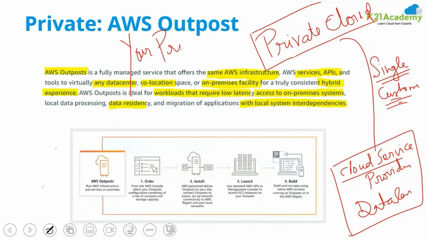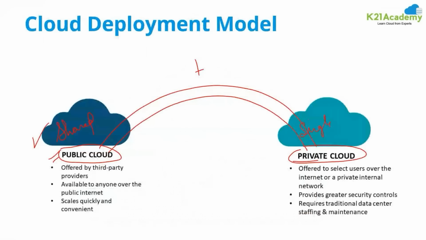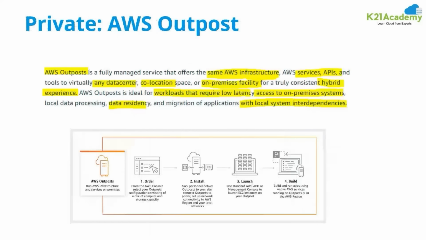you will give Amazon a room where Amazon will come and create a data center for you. It will be managed by Amazon, maintained by Amazon, privately created by you, but it will be in your own premise. Then it is known as Outpost. Clear? It is like a private data center only, but created in your premise.